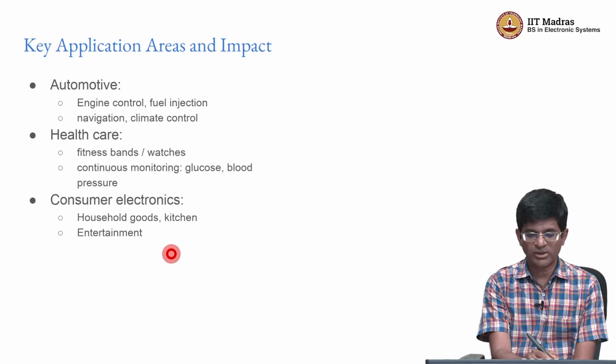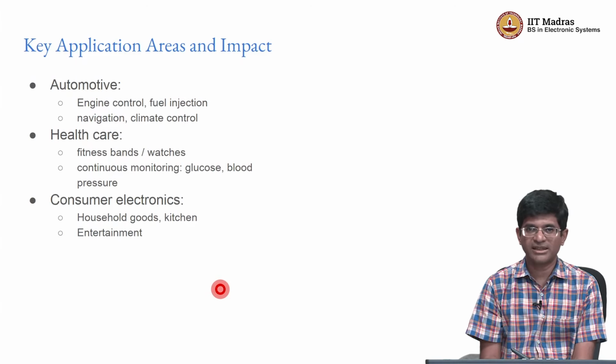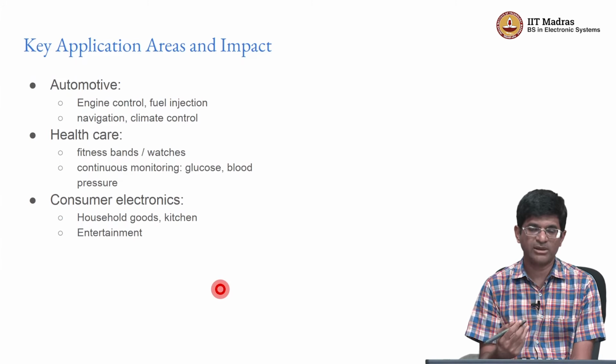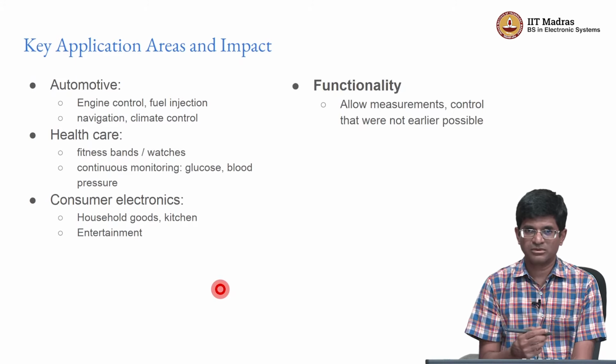And of course, consumer electronics, as I already mentioned, there are many different applications out here. It could be something from household goods or kitchen appliances, or it could be entertainment, or any number of other things that you find around the house. So these are some key areas where you will find that embedded systems are actually being used on a daily basis. But what's the impact?